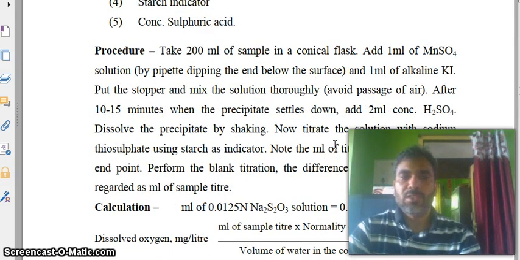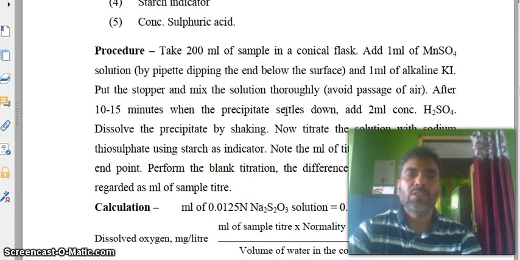What is the procedure? Take 200 ml of sample in a conical flask. Add 1 ml of manganese sulfate solution by pipette, dipping the end below the surface. You know the pipette. And 1 ml of alkaline potassium iodide. Put the stopper and mix the solution thoroughly. Avoid passage of air. After 10 to 50 minutes, when the precipitate settles down, add 2 ml concentrated H2SO4.